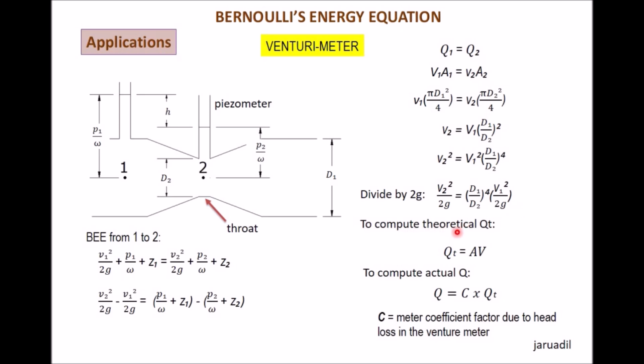Now, to compute theoretical QT, yung Q na nagdadaan dito is, theoretically, that is A sub 1 times velocity 1, or A sub 2 times velocity 2. Now, the actual Q, because of the head loss, so meron siyang konting head loss, siyempre nagkaroon siya ng convergence. The actual Q is equal to C times QT. So itong C, this is the meter coefficient factor due to head loss in the Venturimeter. C is always less than 1. Okay, so ito yung consideration sa head loss dito sa Venturimeter.